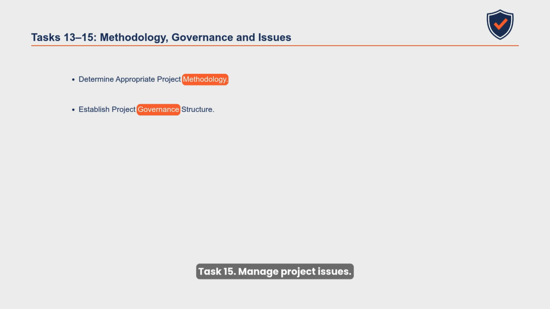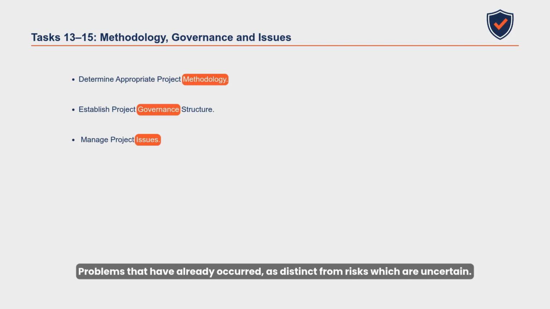Task 15. Manage project issues, identifying, logging, and resolving project issues, problems that have already occurred as distinct from risks, which are uncertain. The issue log is the primary artifact tested in this task.